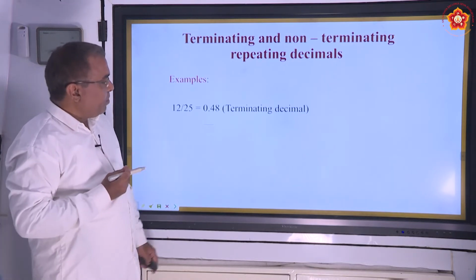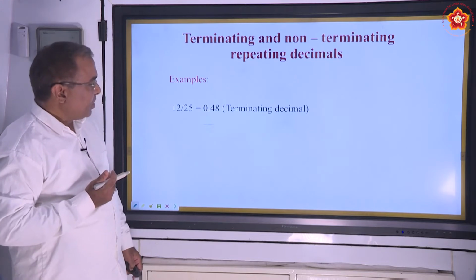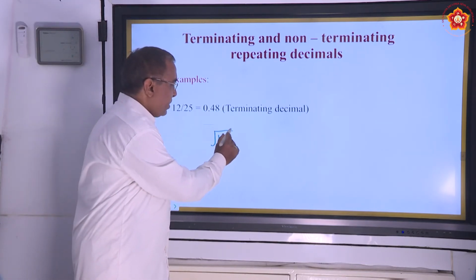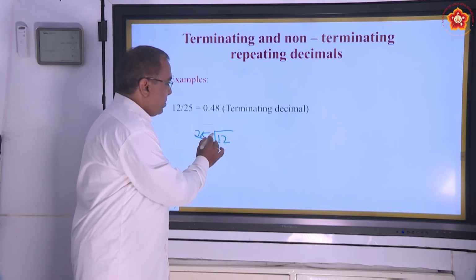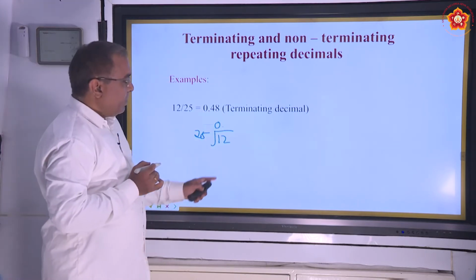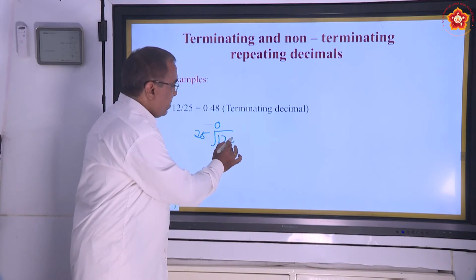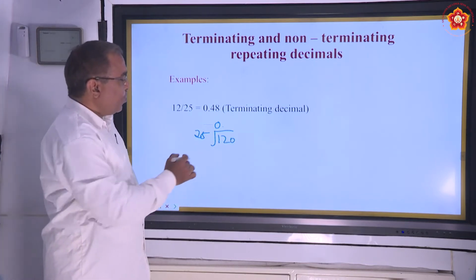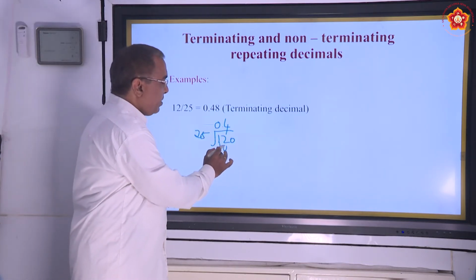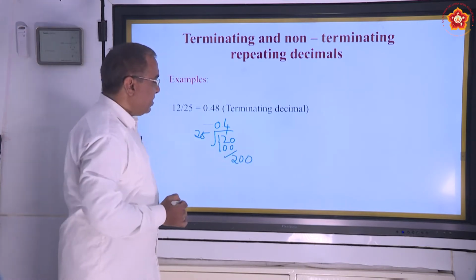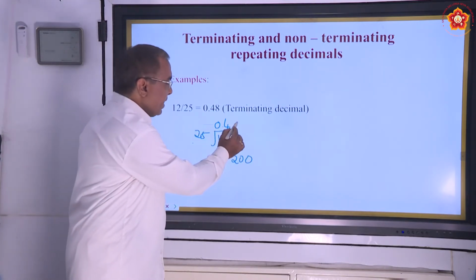For instance, you take 12 by 25. You know how to proceed by the long division method. 12 will not go in 25, so I am taking 0. Then 25 into 4 times will be 100, balance 20, one more 0 we will take. So, 25 into how many times? 8 times.